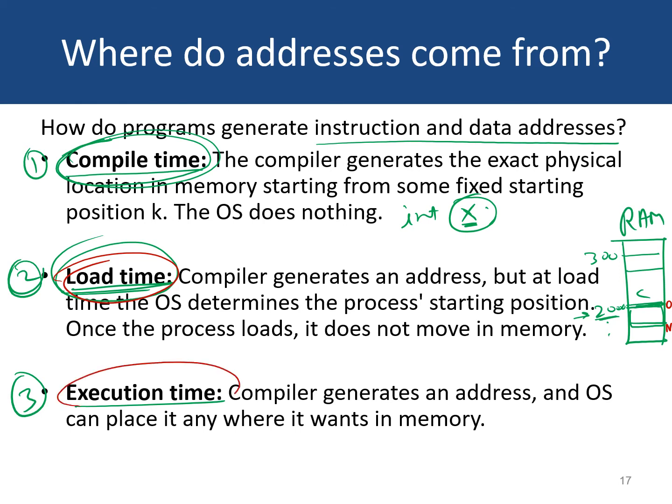The third possibility is the runtime or the execution time. Now this third scenario is what we will talk more about. We have seen that the compiler doesn't know where the process will be loaded in the main memory, so it only generates the virtual addresses. Once the process is loaded in the main memory, we will use some hardware to translate these virtual addresses into physical addresses on the fly at runtime. To understand how to translate from the virtual to the physical addresses, we will see an example in a minute.